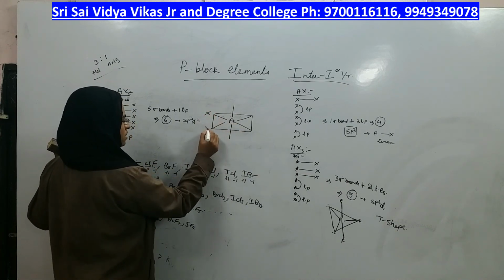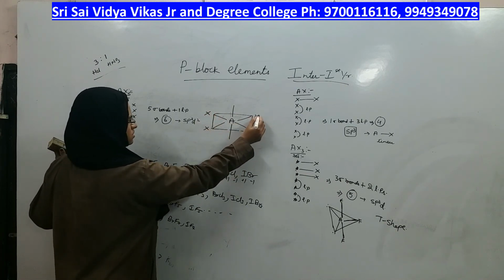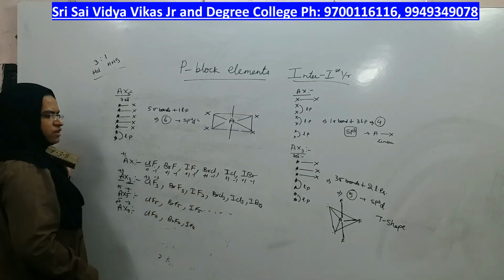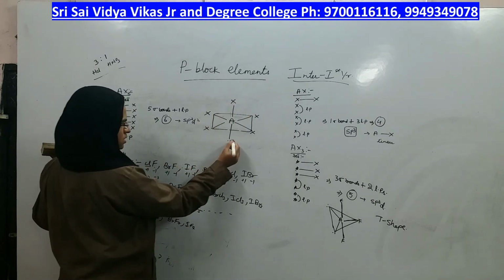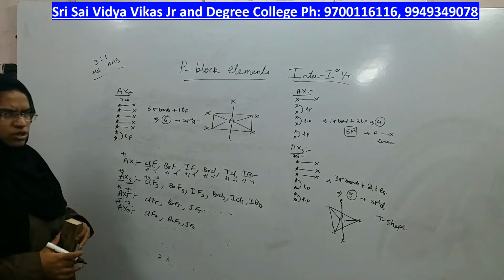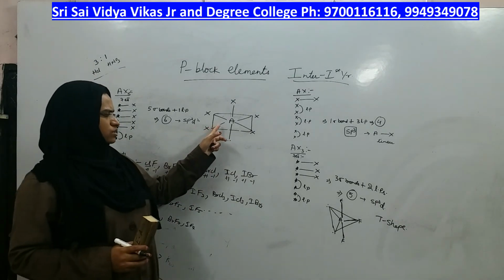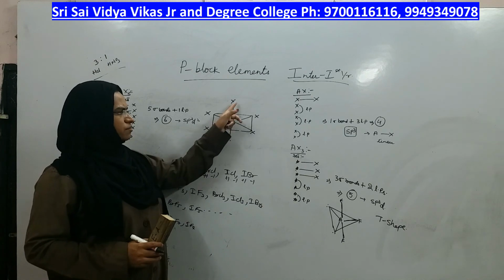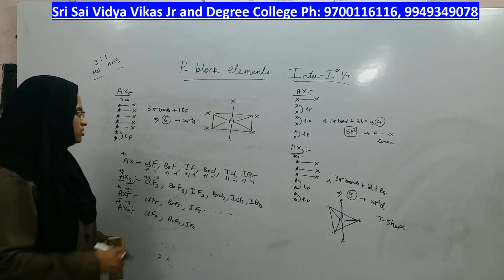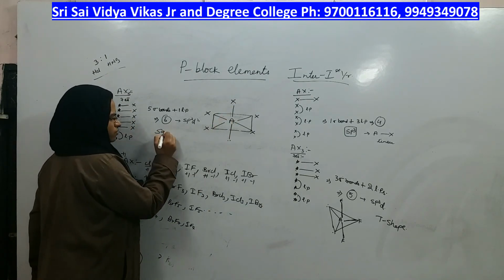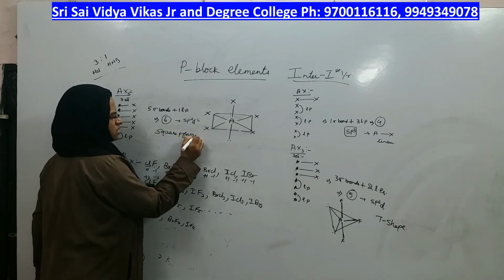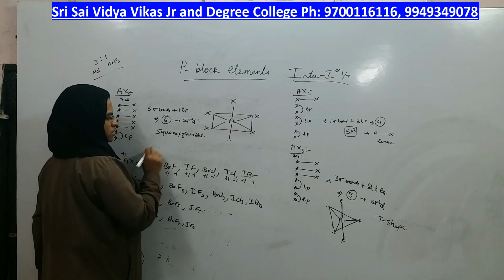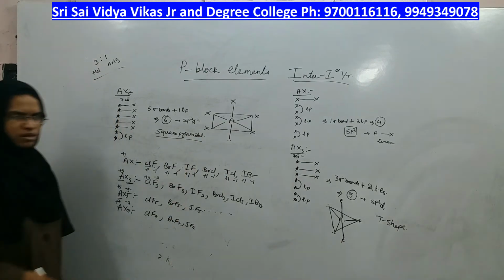X, X, X, X. 4 are over on the square. Where is the fifth one? This. Where is the lone pair? This is the lone pair. If you leave the lone pair, which shape can you see here? It is square pyramidal or not? Yes. So the shape is square pyramidal because you should not consider lone pair if it is present. The shape is square pyramidal, right?